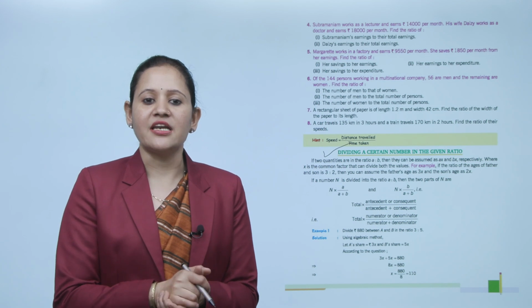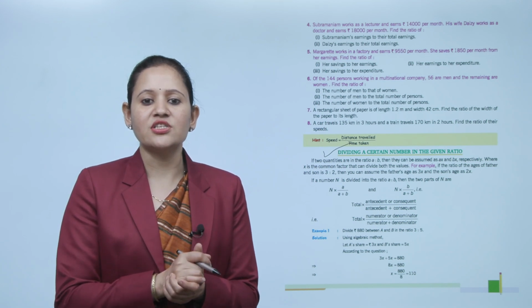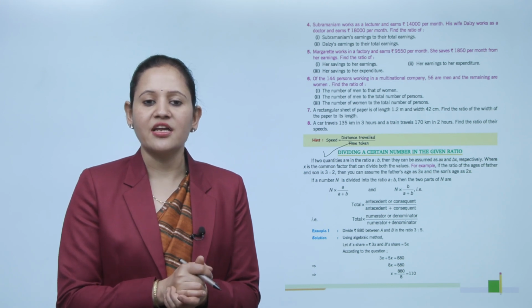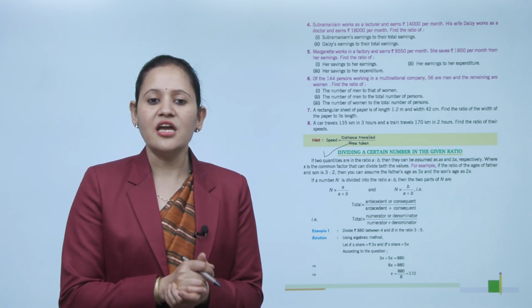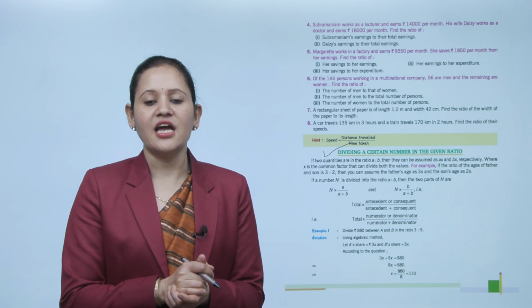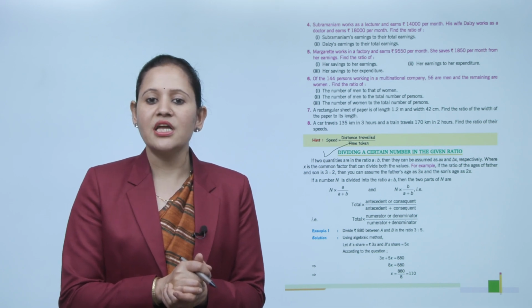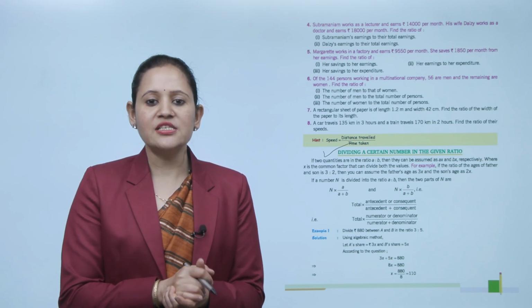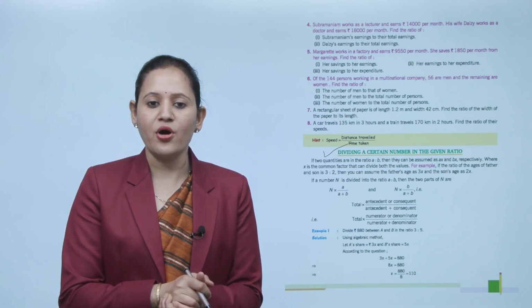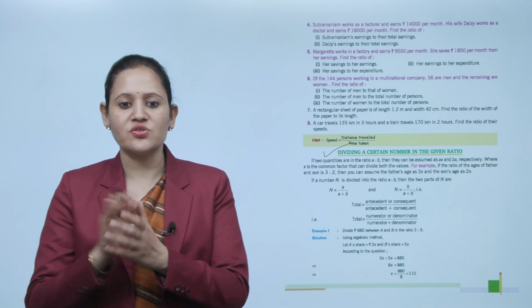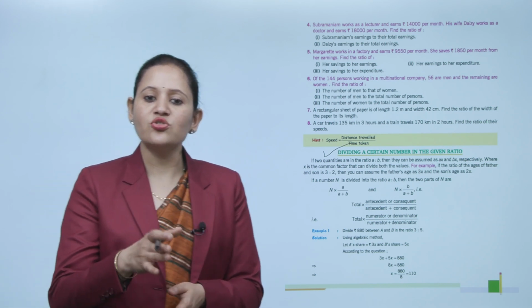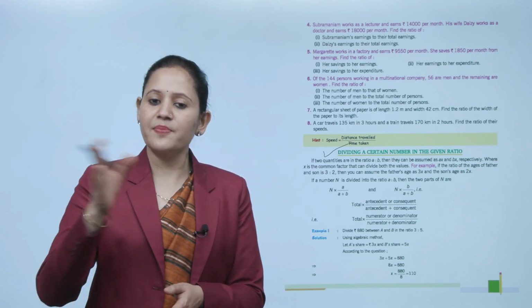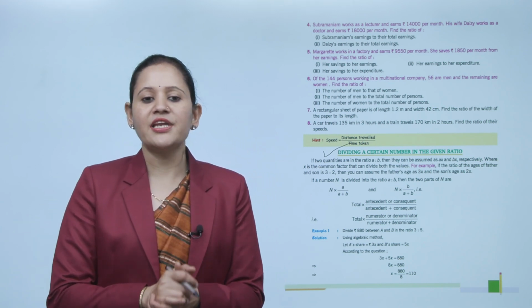If the number n is divided into the ratio A ratio B, then the two parts of n are n into A upon A plus B and n into B upon A plus B. So, total into antecedent or consequent upon antecedent plus consequent. Total into numerator or denominator upon numerator plus denominator. Clear? Now, we will take an example.